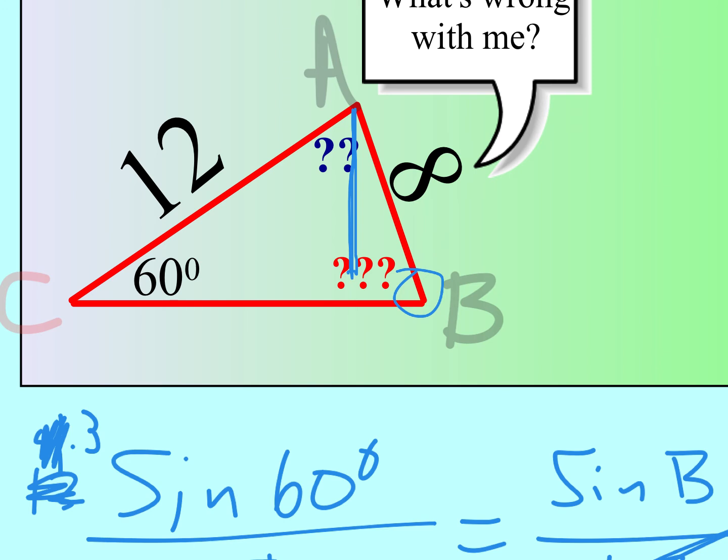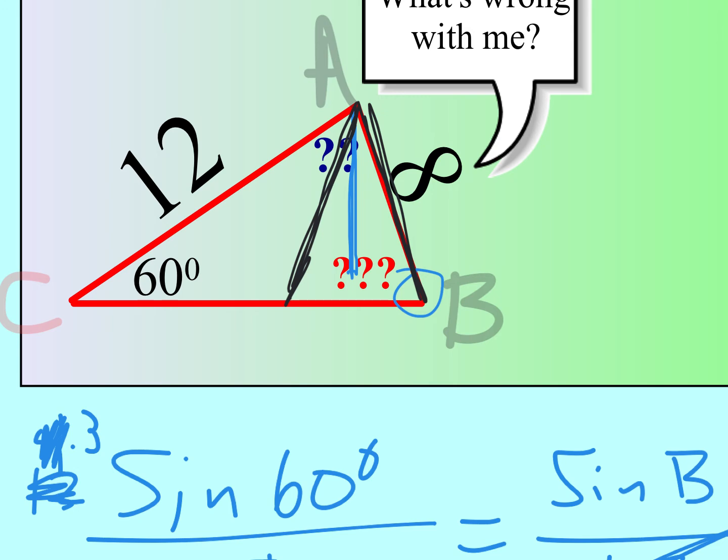It just won't work. But what if I made that side a little longer? What if I made that side long enough so it could touch, but it could touch in 2 different directions? Like, let me show you what I mean. Let's say that I made it long enough so it could go this way, or it could go this way.